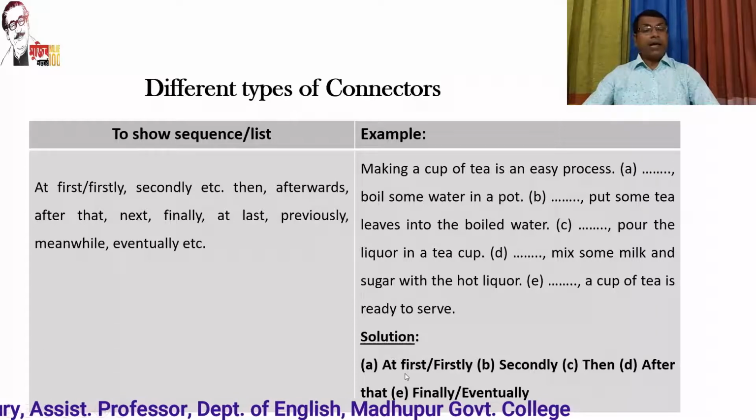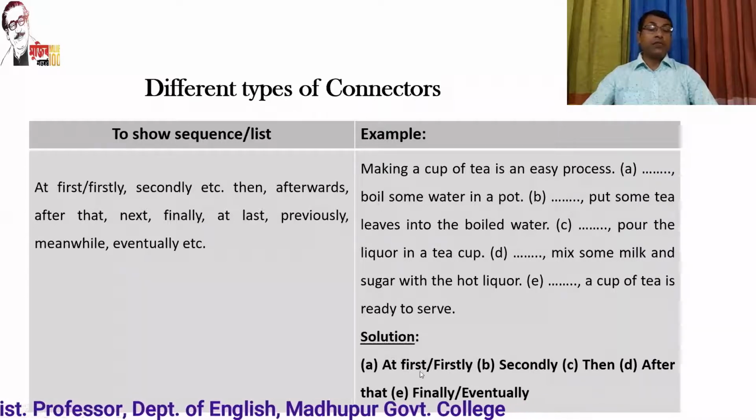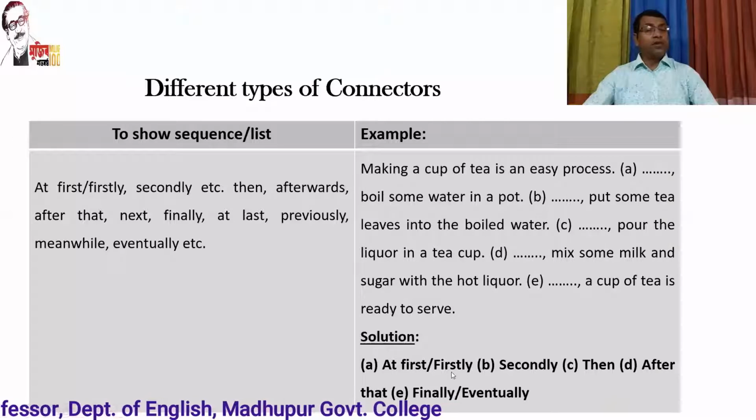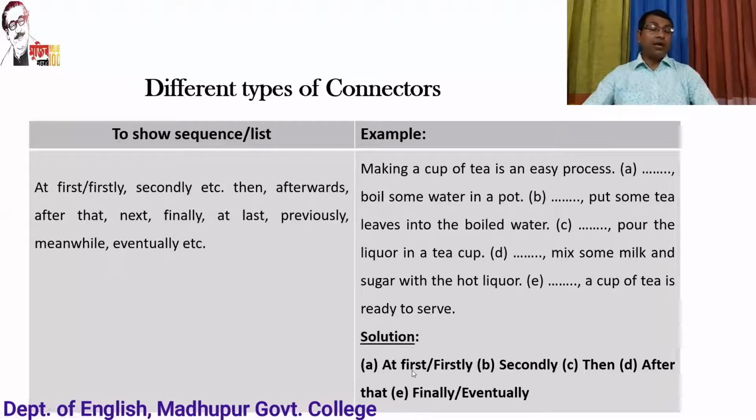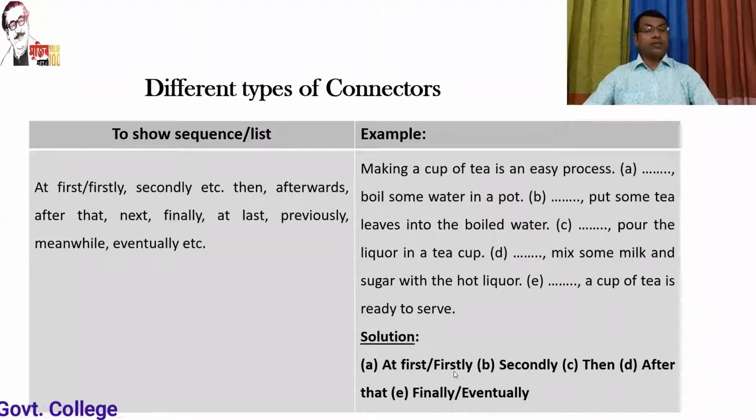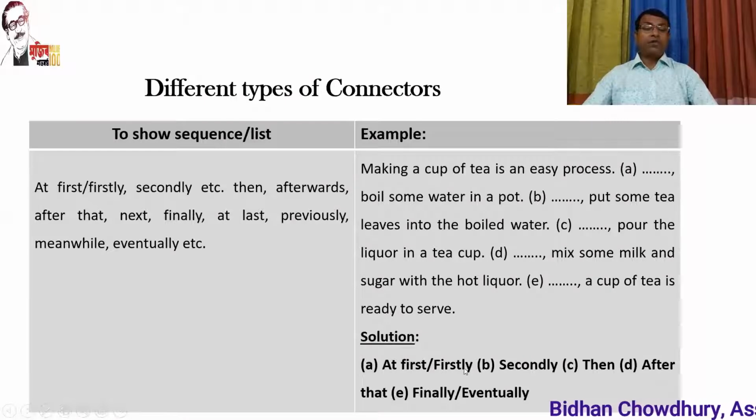Dear students, I have given two options here. You can either use at first or firstly, but you should not answer like this. You should not provide any option in your answer. You must choose just one, either at first or firstly, but never use any option in your answer. So, as it is a process or a sequence or a list, we should use at first or firstly in number A, and number B, secondly.